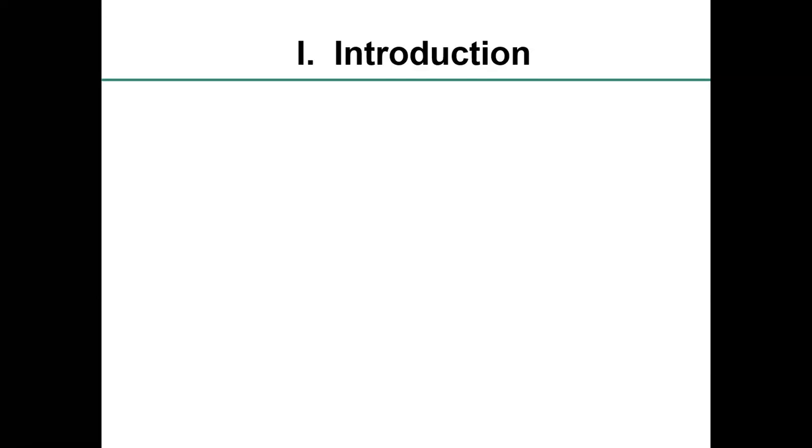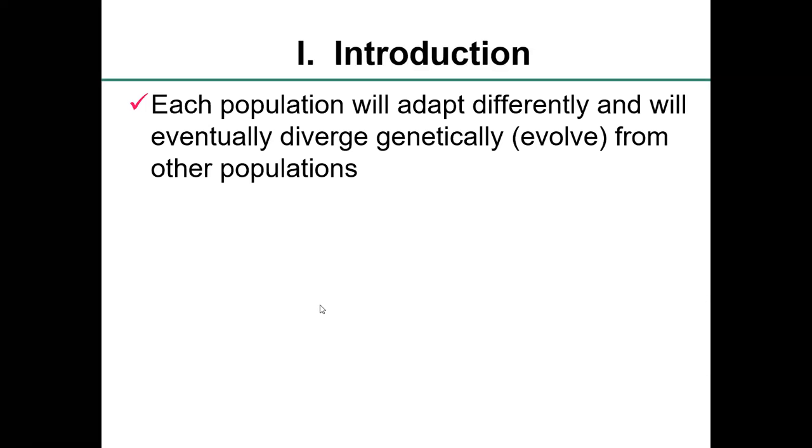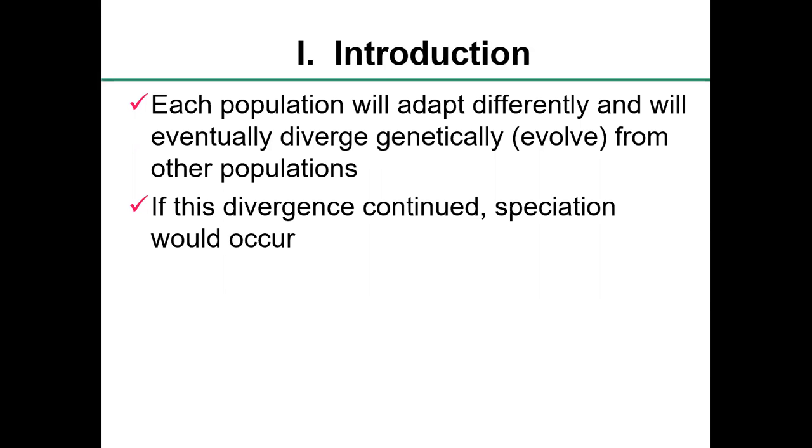So when we think about biogeography and what causes amphibians and reptiles to be distributed where they are, we know that climate, resources, and interspecific variations vary from area to area, and that each population can adapt to its local condition. And remember, we talked last time about how sexual breeding populations tend to have better adaptive potential than asexual breeding populations. So we know each population will adapt differently and eventually diverge genetically or evolve from other populations. If this divergence is allowed to continue, speciation will occur.